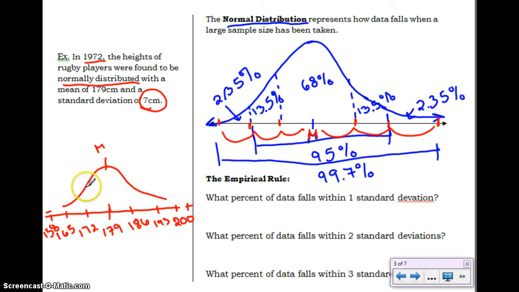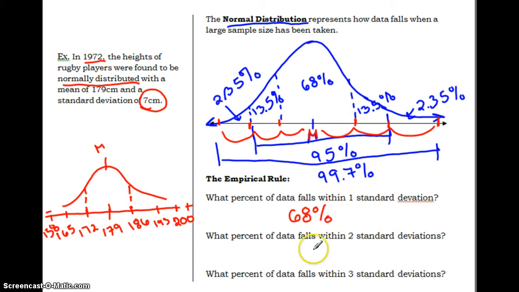Okay? So my chance of being in one standard deviation, again, this should be the 68% that we were talking about over here. So let's see what our questions are asking us. What percent of data falls within one standard deviation? Well, we know that to be 68%. Okay? What percent of data falls within 2 standard deviations? Well, we know that to be 95%. And then what percent of data falls within 3 standard deviations? I know that is 99.7%.